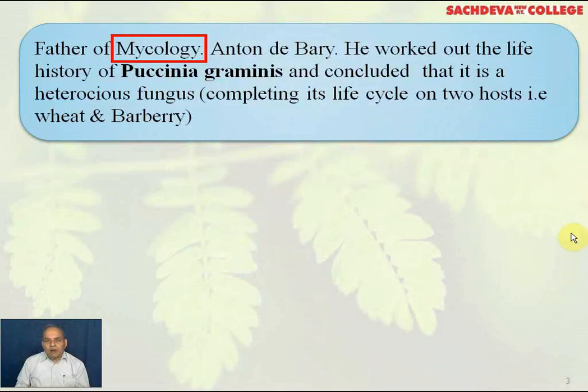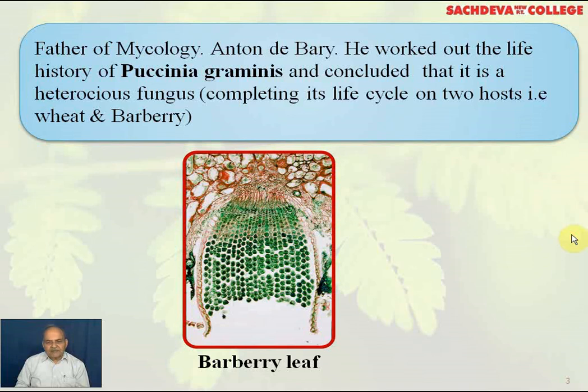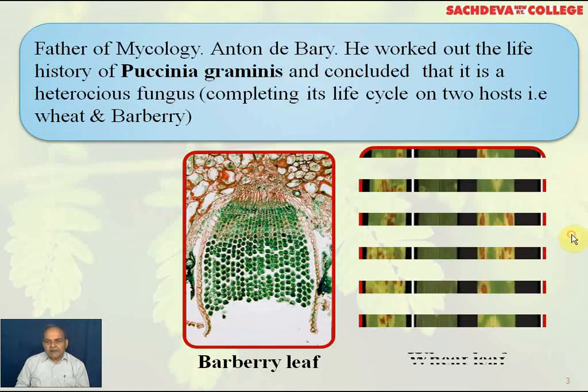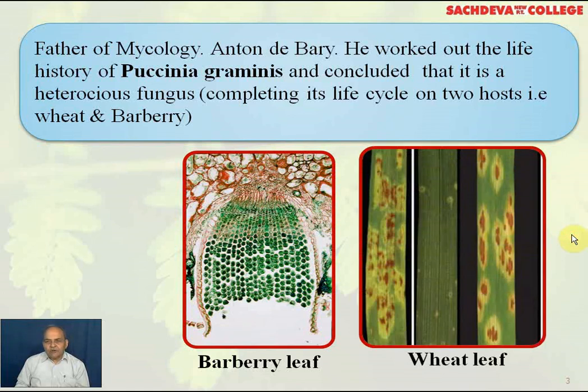Father of mycology is Anton de Bary. He worked out the life history of Puccinia graminis and concluded that it is a heteroecious fungus, meaning it is completing its life cycle on two hosts, that is wheat and barberry. This is infection on barberry and this is infection on the wheat.